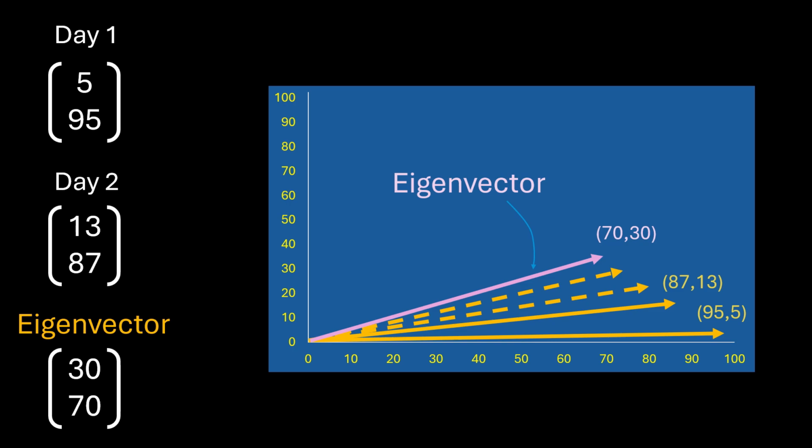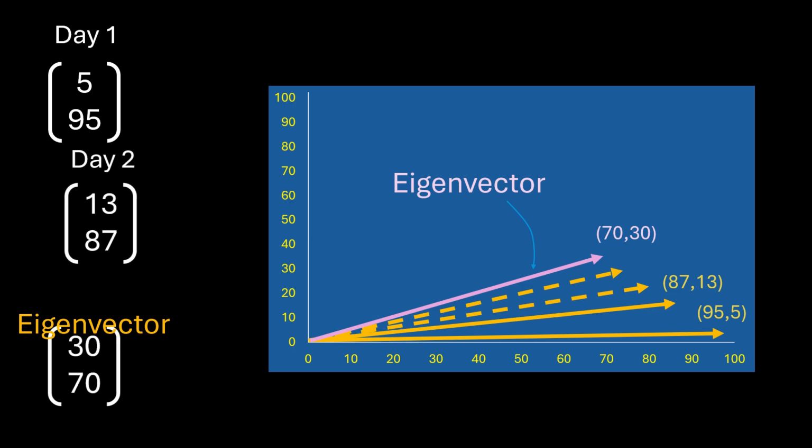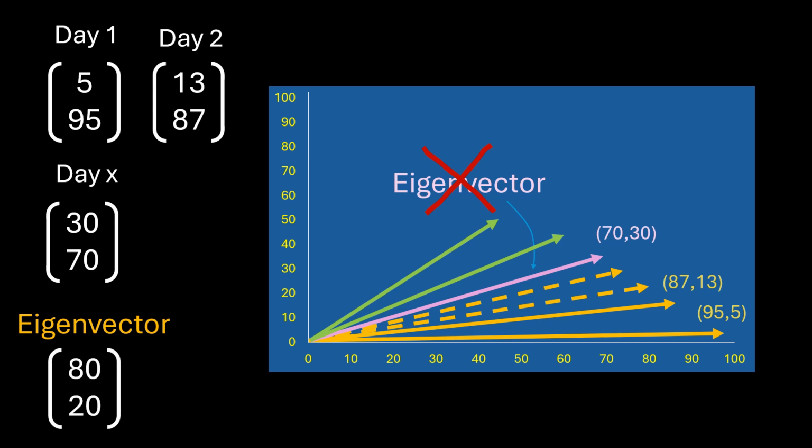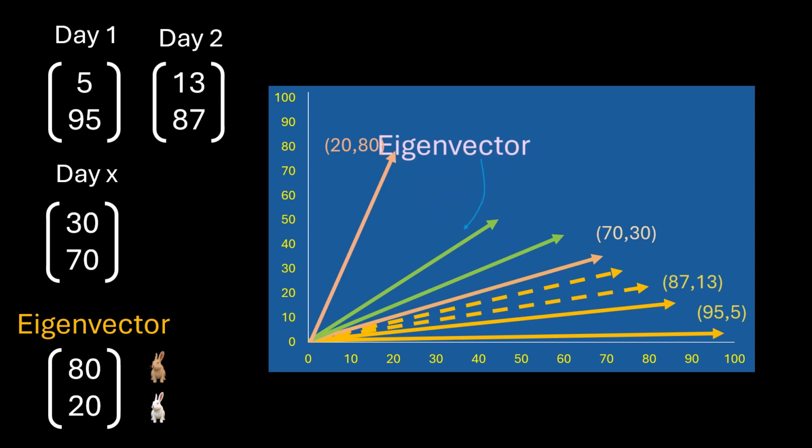Now, let's say if the population of rabbits is still going through changes such that every day more rabbits are getting infected, then there will be more vectors to the left of this vector. In that case, this vector is not an eigenvector. Let's say the population stabilizes at 80 infected and 20 healthy, and the population distribution does not change after that. So this will be the eigenvector now. So in this example, an eigenvector represents steady state where both healthy and infected are in equilibrium.